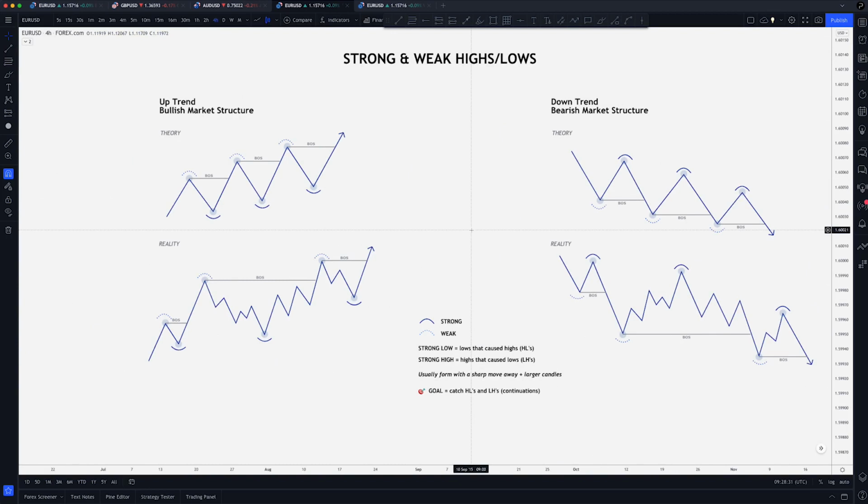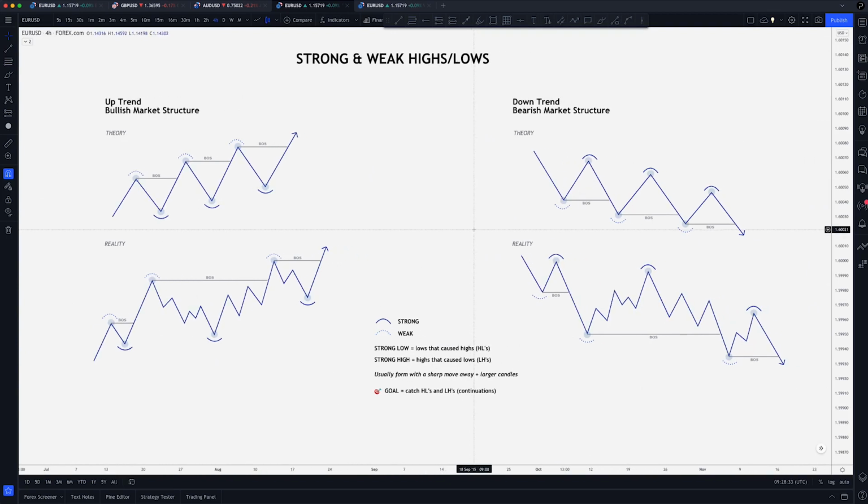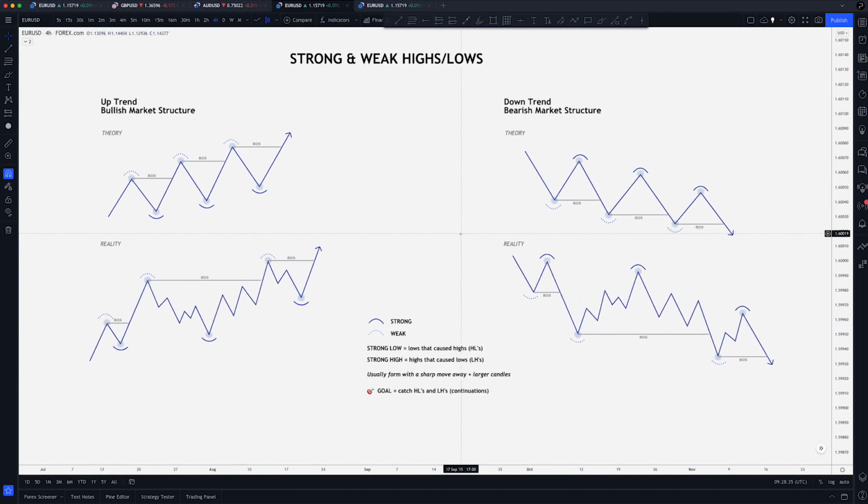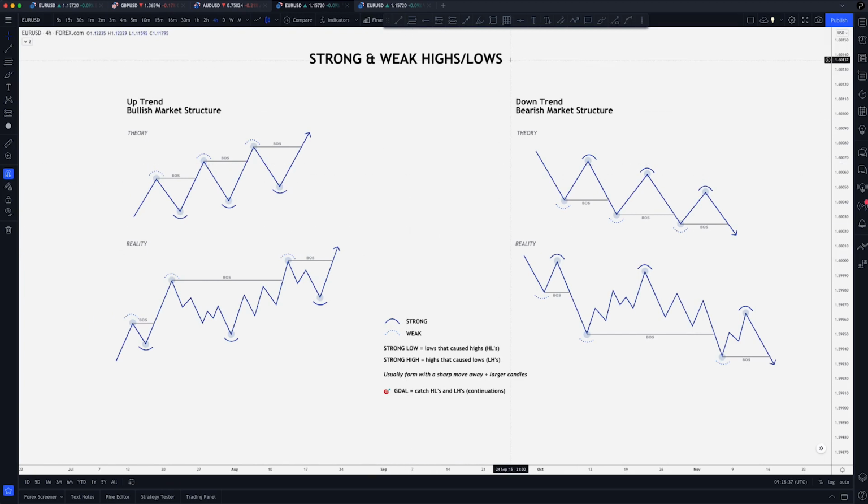So on to the next thing, very, very simple stuff here, but this is the concept of strong and weak highs and lows. So the easiest way to think about this is, what is a low's job? Well, a swing low's job is to make a swing high, if you think about that, right? And a swing high's job is to try and make a lower low, okay? So lows want to make highs and highs want to make lows.